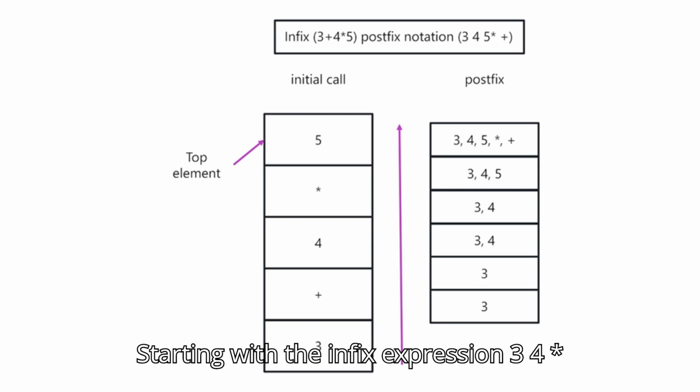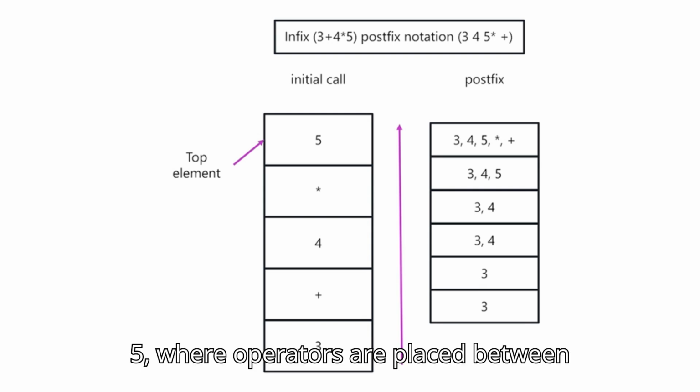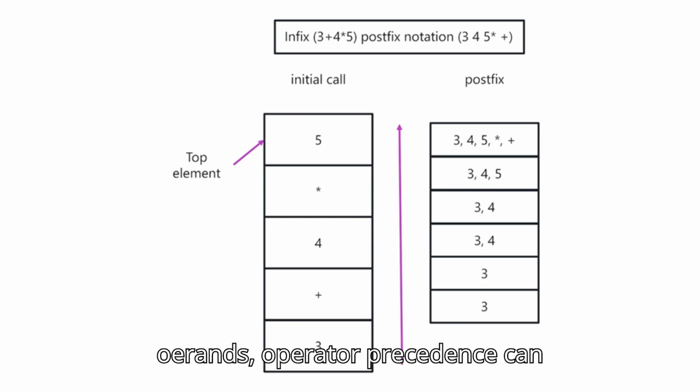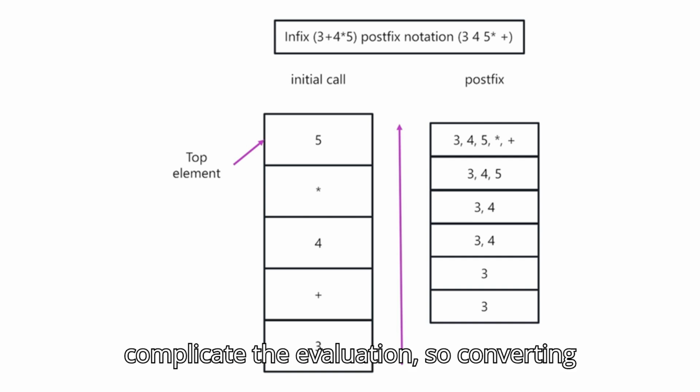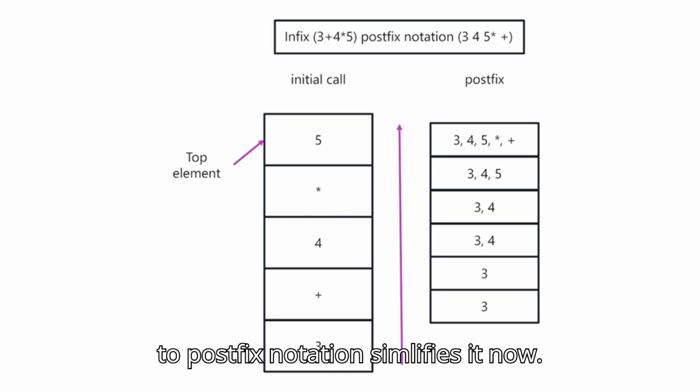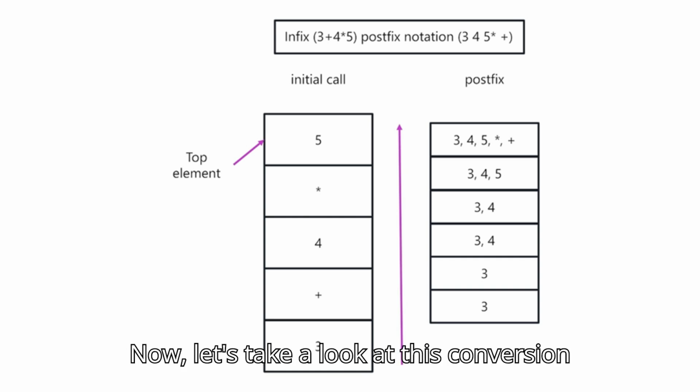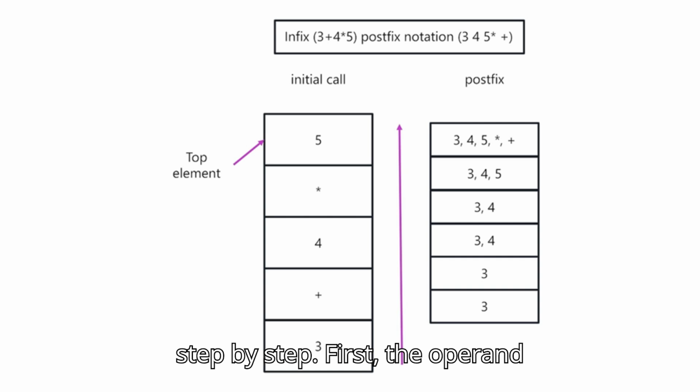Starting with the infix expression, 3 plus 4 multiplied by 5, where operators are placed between operands. Operator precedence can complicate the evaluation, so converting to postfix notation simplifies it. Now, let's take a look at this conversion, step by step.